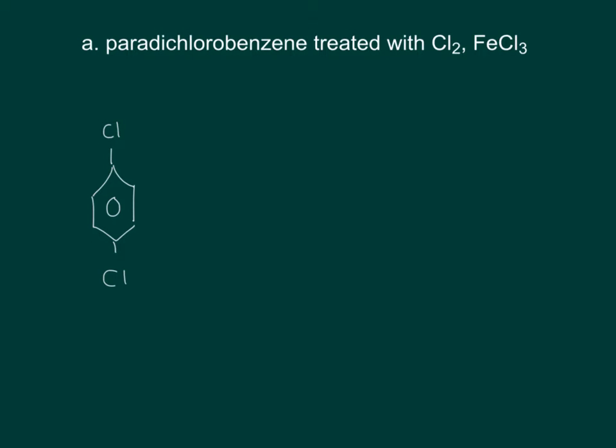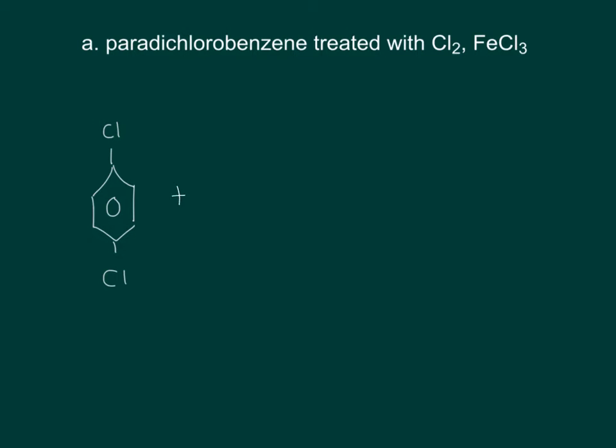Hi everyone, I'm going to work through the practice reactions of aromatic compounds on page 411 of your textbook. So here's the first question. Paradichlorobenzene treated with chlorine and iron 3 chloride. So I've got paradichlorobenzene drawn.